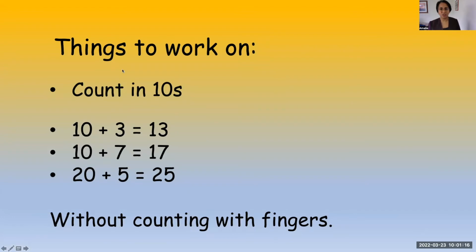In order to do this well, your child also needs to be able to count on in tens, and do simple additions like 10 plus 3 equals 13, 10 plus 7 equals 17, 20 plus 5 equals 25, all without counting on their fingers. If your child isn't able to do that at the moment, that's not a problem. Keep on working on these in tandem with what I'm going to show you next.